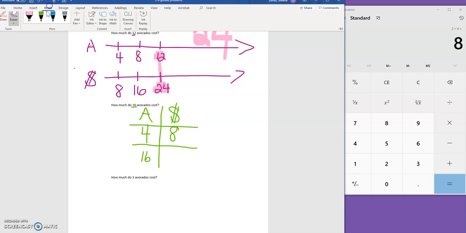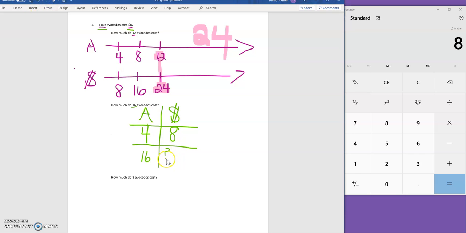Alright, and so then what we're trying to identify is how much that's going to cost, so what dollar amount. In the table, we're going to try to decide first, did we multiply our original ratio or did we divide it? And that's looking at the number of avocados originally, 4, towards the number 16. And we got larger, so we know we are multiplying, and we know 4 times 4 will give me 16. Whatever I do on the left side of the table, I'm going to do on the right side as well. So I'm going to multiply 8 by 4, which tells me the cost of 16 avocados will be $32.